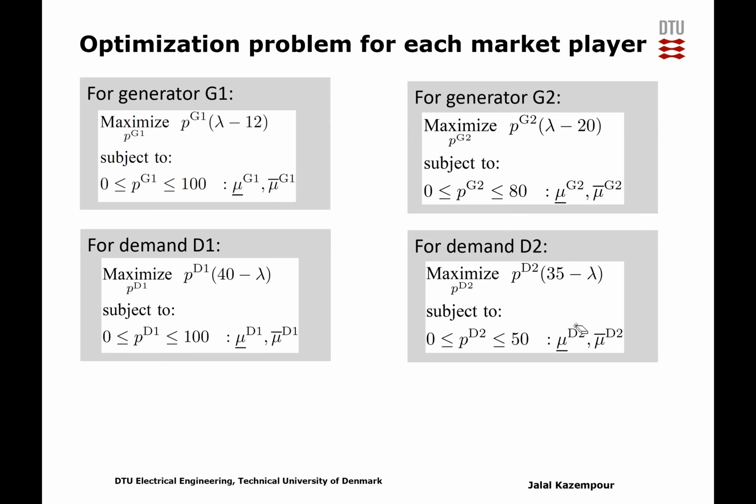And finally, we have a separate optimization problem for D2. So though we are clearing the market, every single participant is looking to maximize their own payoff. It could be profit or it could be utility. So every player has its own objective.